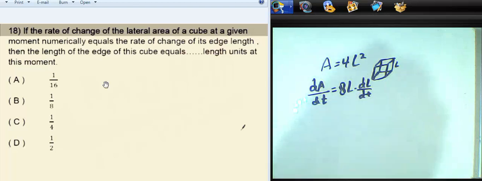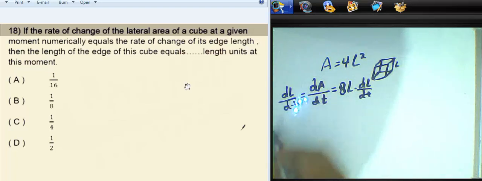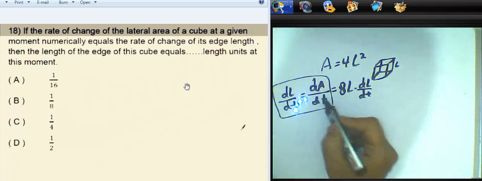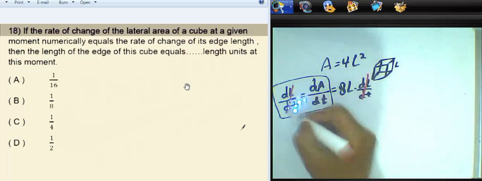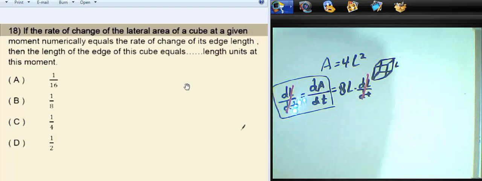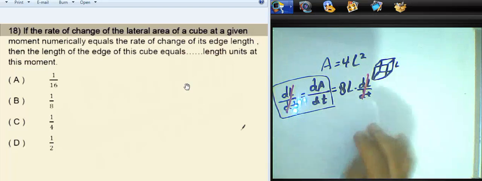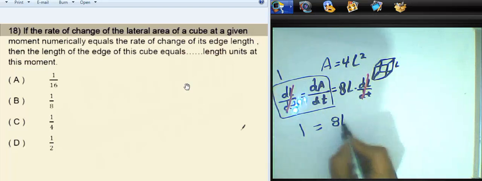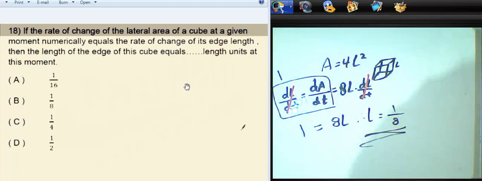He tells us the rate of change of the lateral area of the cube at the moment numerically equals the rate of change of each length. So it will be equal dL over dt. He tells us in this example dA over dt equals dL over dt. So we can cancel dL over dt here. Then 8L will be equal 1. Understood or not? It will be 1 here, then 1 equals 8L. The length will be 1 over 8. Choose letter B.